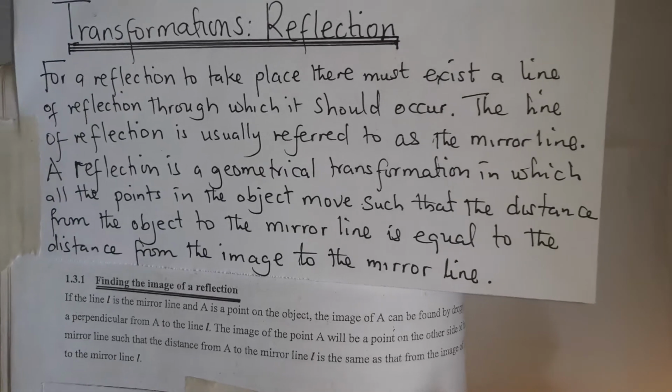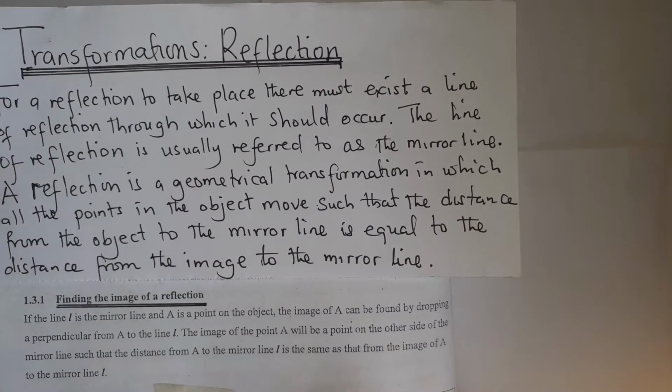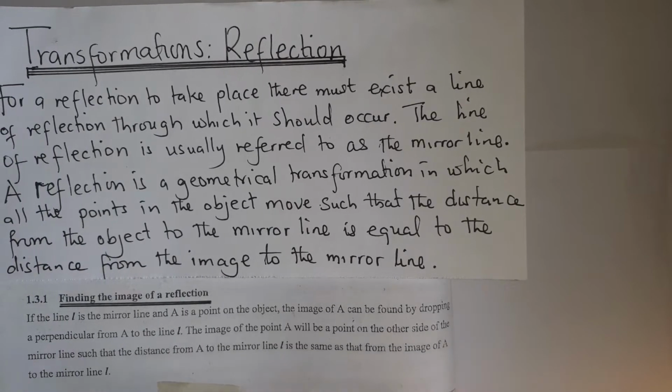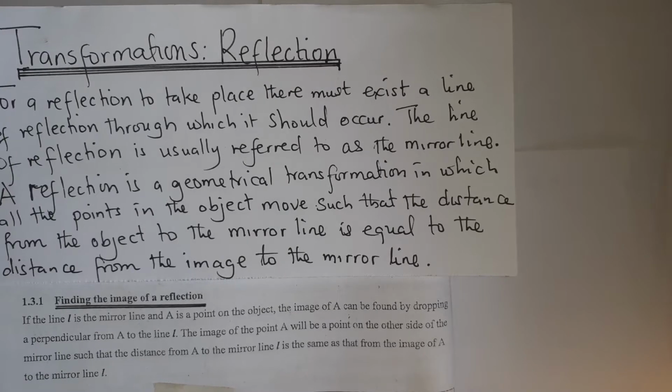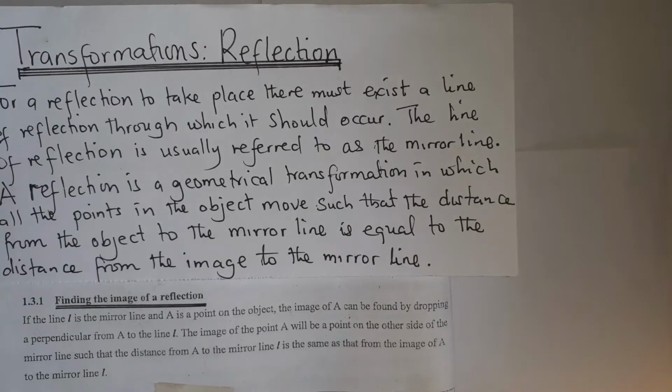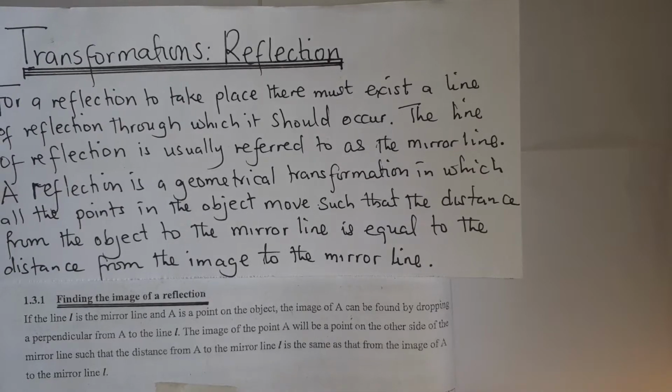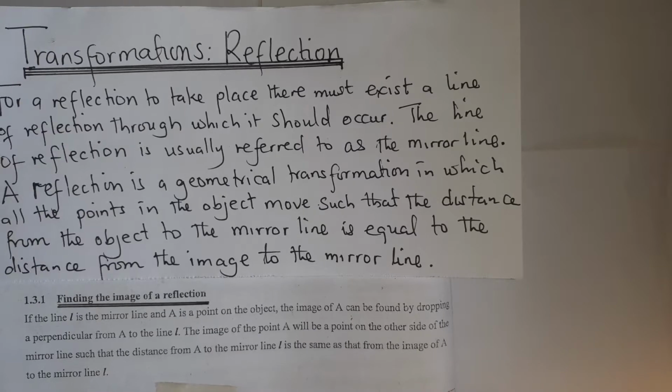So the first thing that we want to look at is how do we find the image? How do we find the image when you are given the object and the mirror line? When you are given the object and the mirror line, how do you find the image? That's what we want to look at in this lesson.